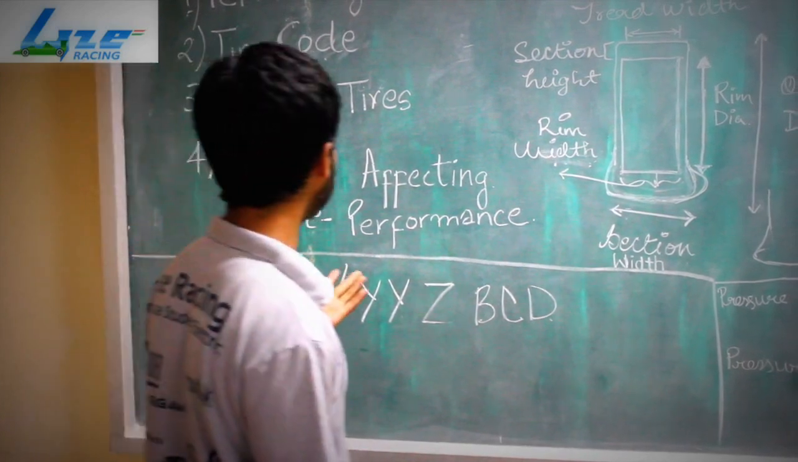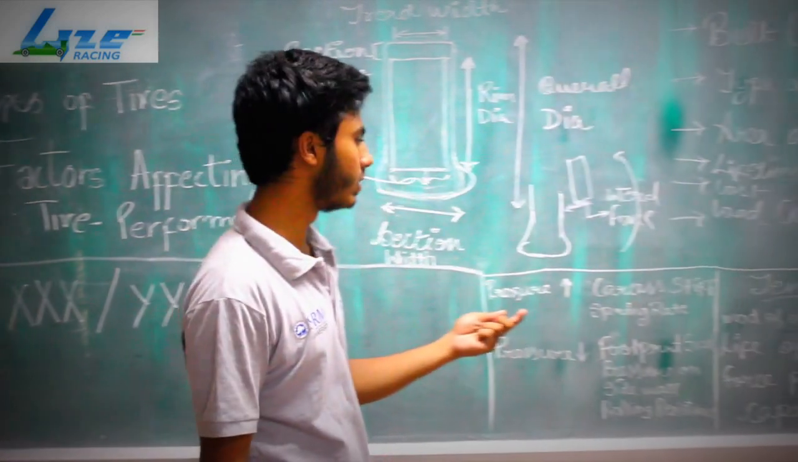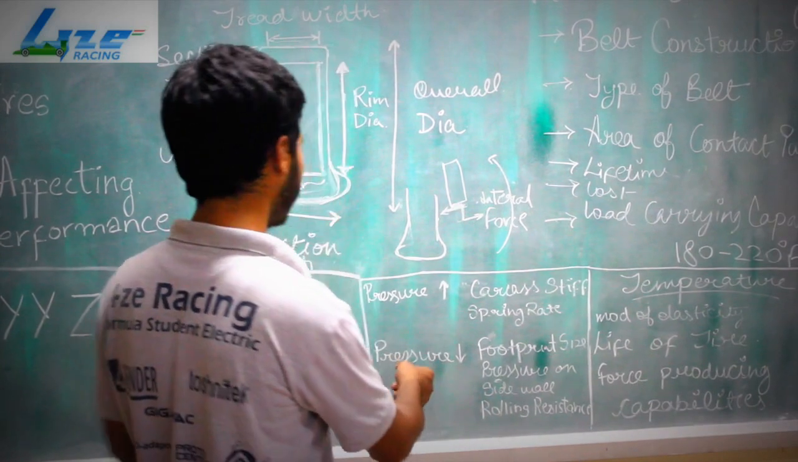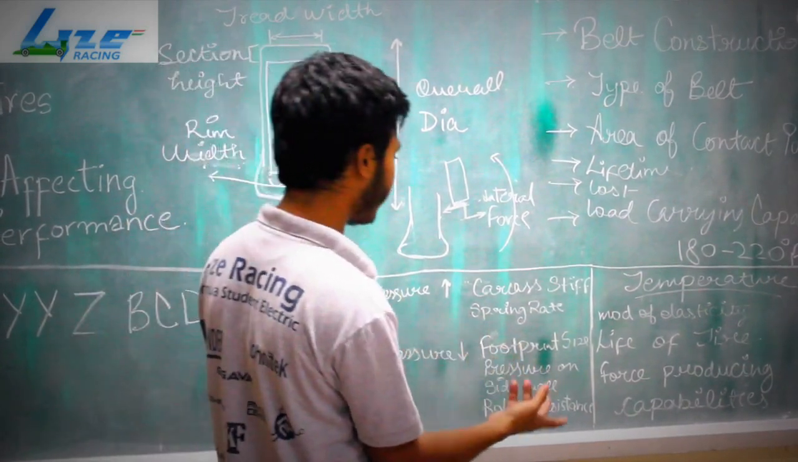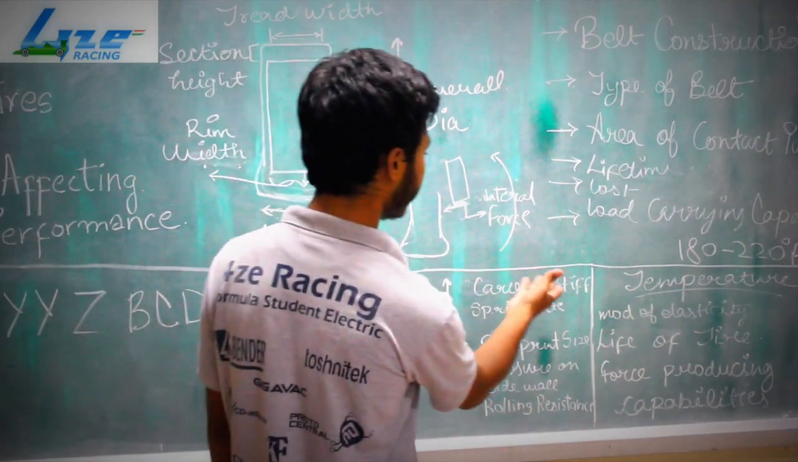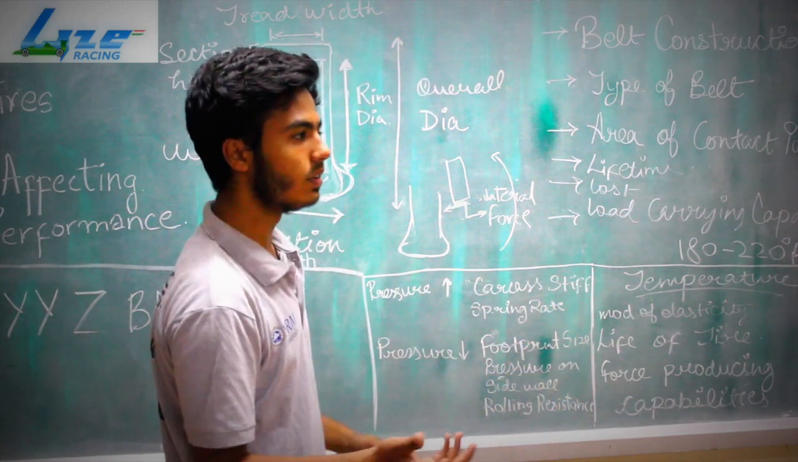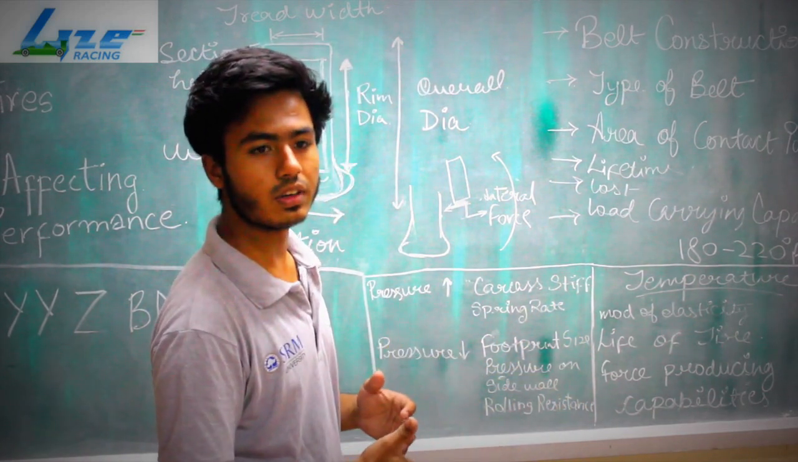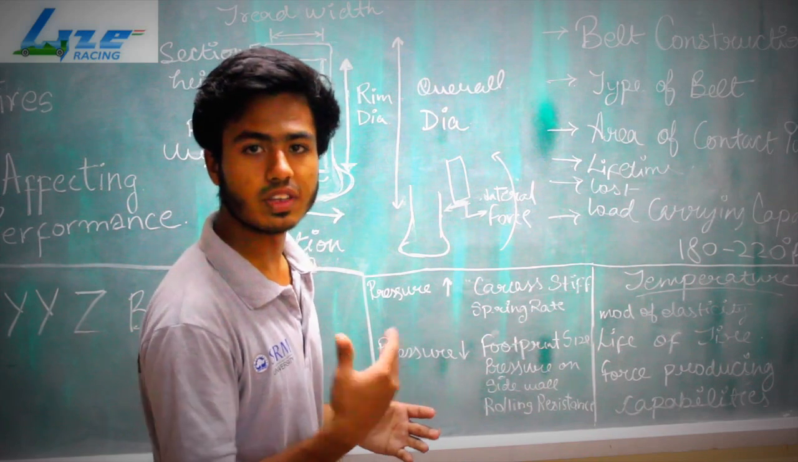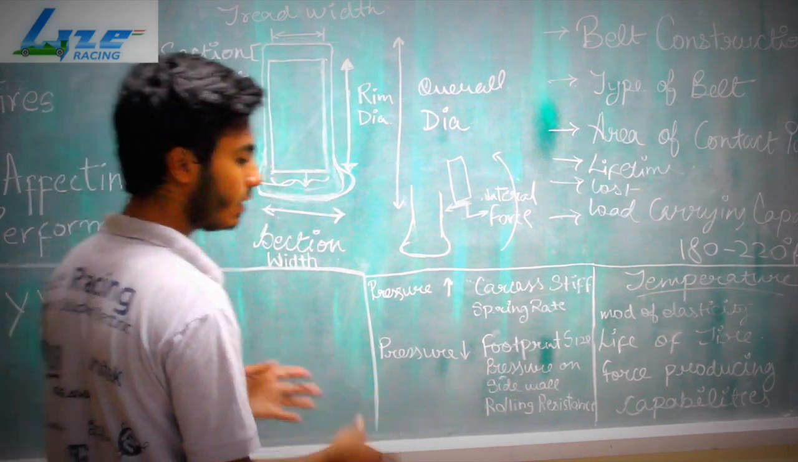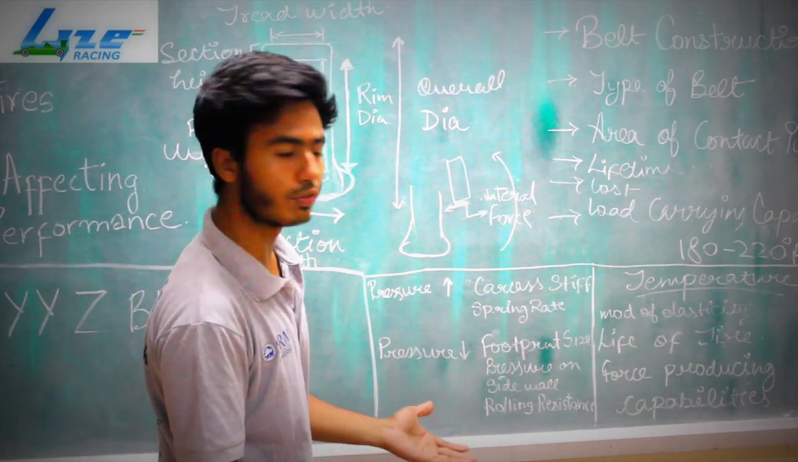The major factors that affect the tire performance are pressure and temperature. So let's consider the first case, when pressure is increasing. When we are inflating a tire, the carcass will get stiffer. What's a carcass? It's just the whole construction of a tire beneath the tire compound that you can see from the outside. So just imagine when you are inflating a tire, it will get stiffer.